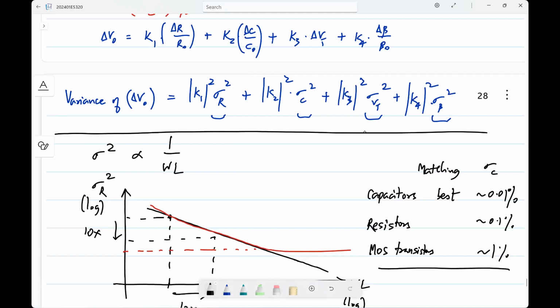But these numbers are just indicative, but the order of how good the matching is correct. That is true for most technologies. Okay. Any questions on this mismatch calculations and so on?